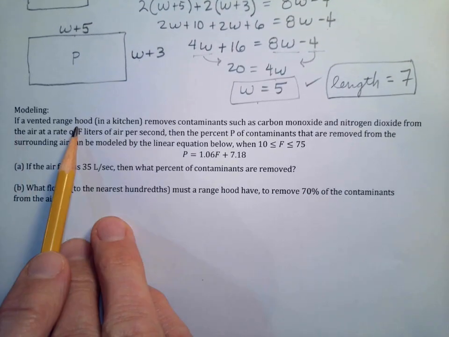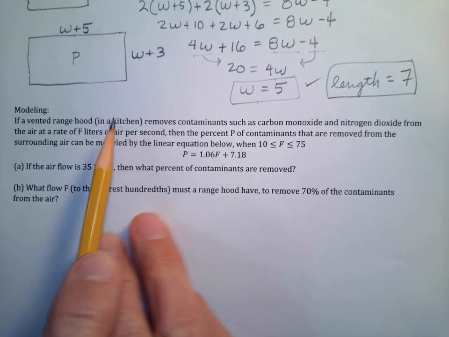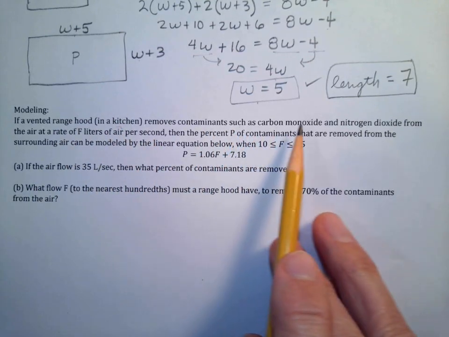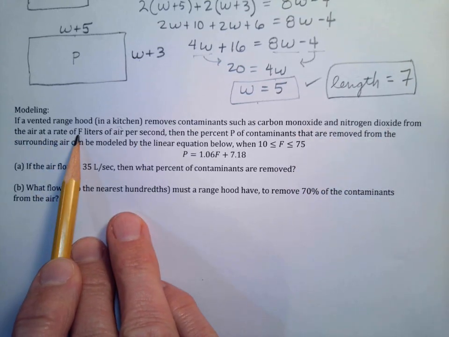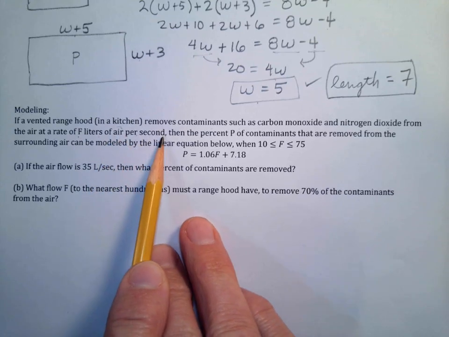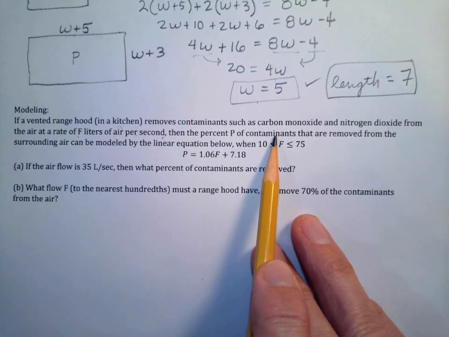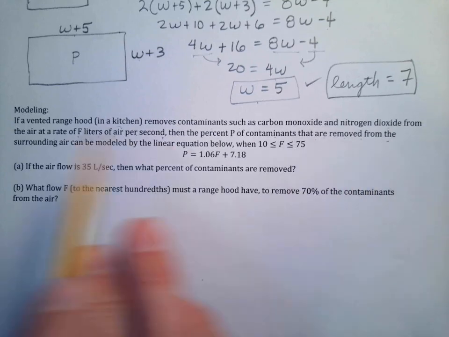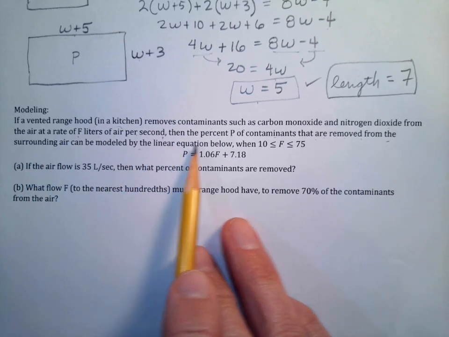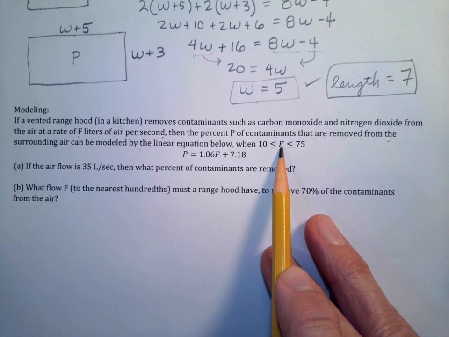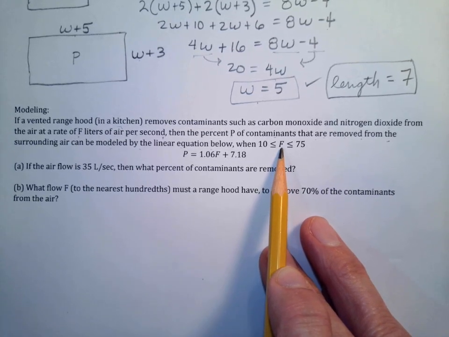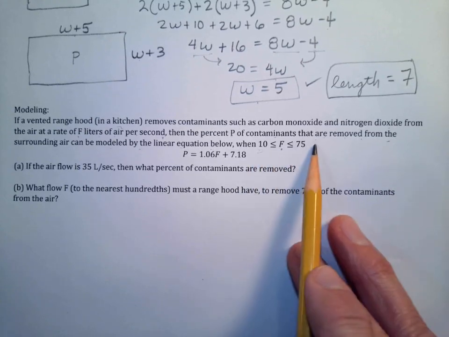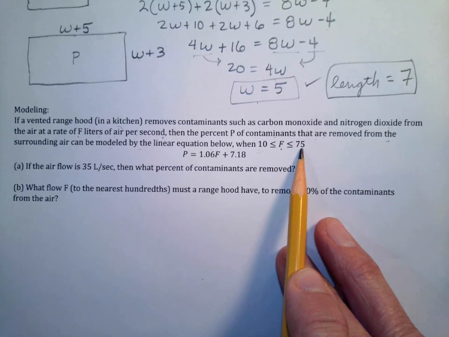All right, if a vented range hood in a kitchen removes contaminants such as carbon monoxide and nitrogen dioxide from the air at a rate of F liters of air per second, then the percent P of the contaminant that are removed from the surrounding air can be modeled by the linear equation below, where F, which is basically the liters per second of air that's being filtered, is between 10 and 75 liters of air per second.